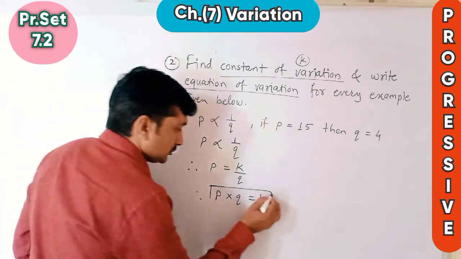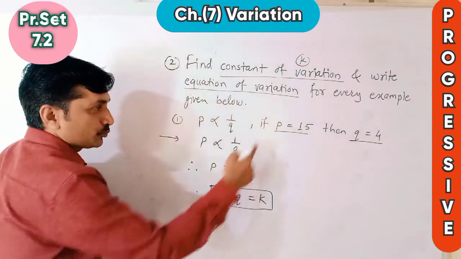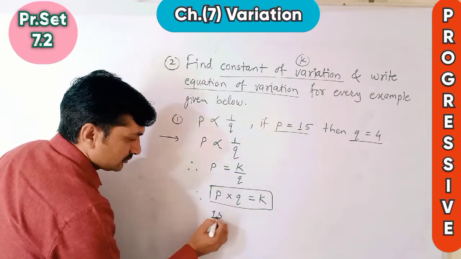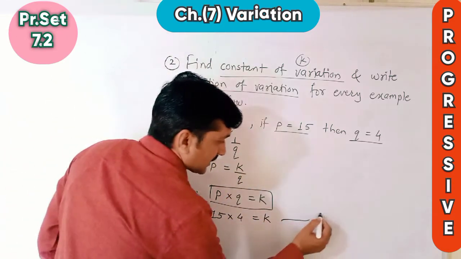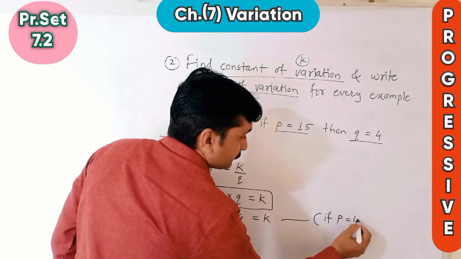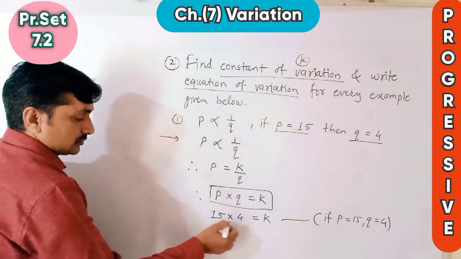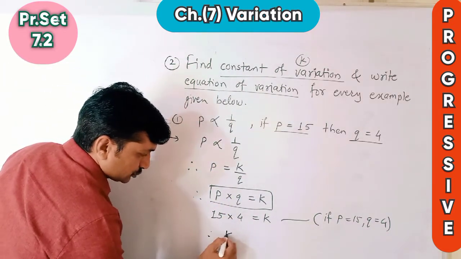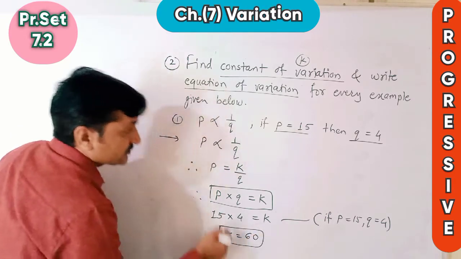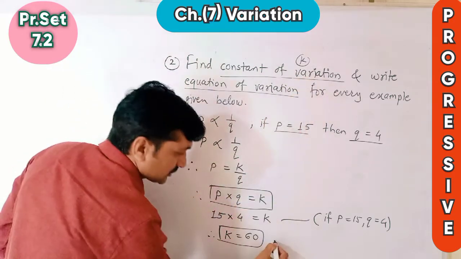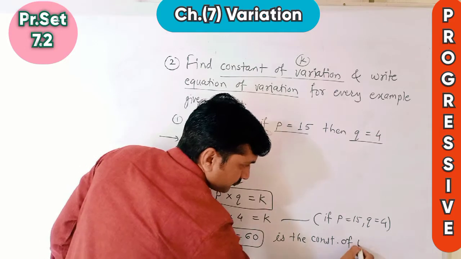Now here p is equal to 15, q is equal to 4. We have to put these values here. p I put 15 multiplied by q I put 4 is equal to k. Here in bracket I write, if p is equal to 15, q is equal to 4, because these values are given in example. Therefore k is equal to 60, 15 4s are 60, and this is first answer. k means constant of variation. Here I write 60 is the constant of variation.